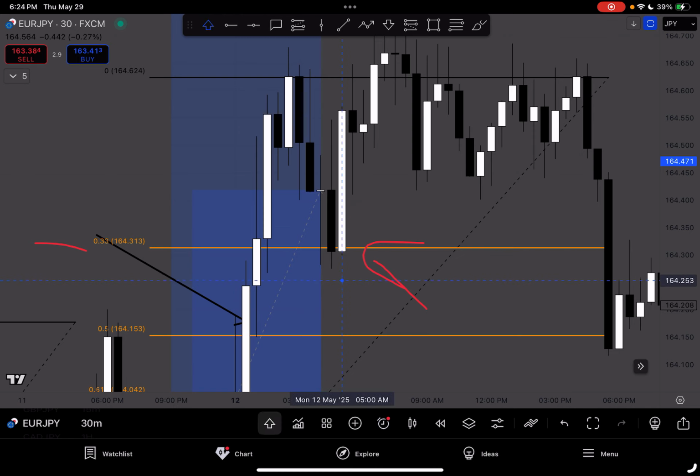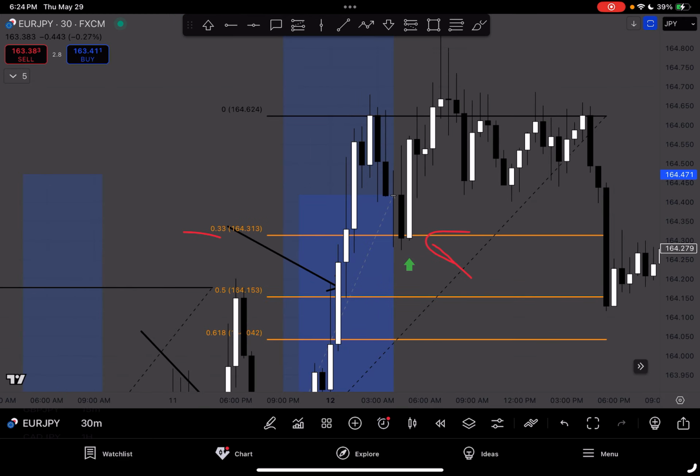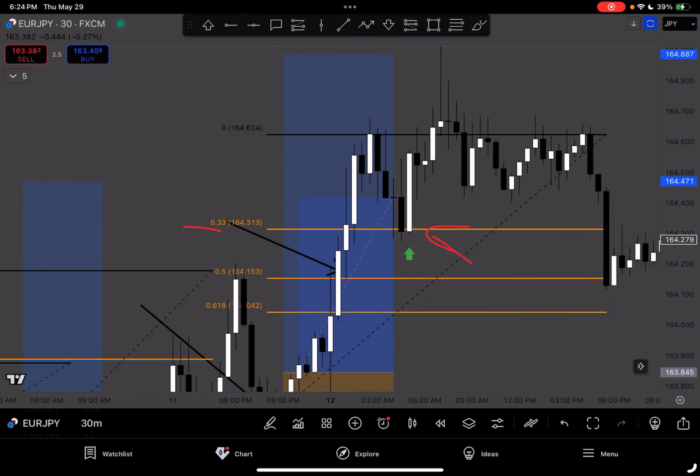Would I take this engulfing candle? Yes or no? No. Common sense. Let me tell you why I wouldn't take this engulfing candle. It follows all the rules. It does. It follows exactly all the rules.